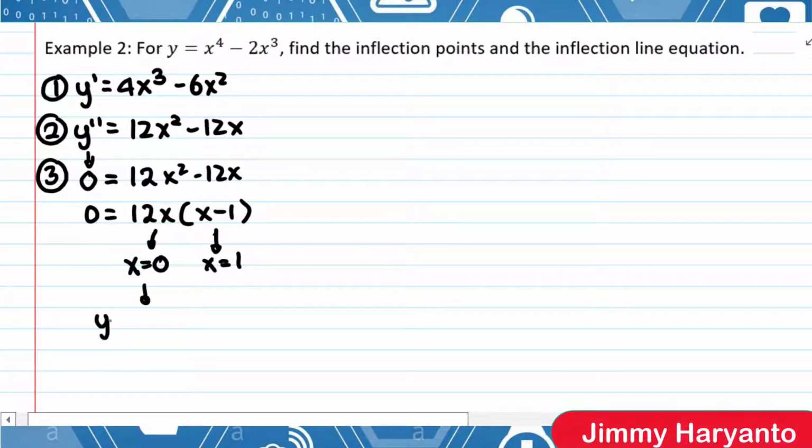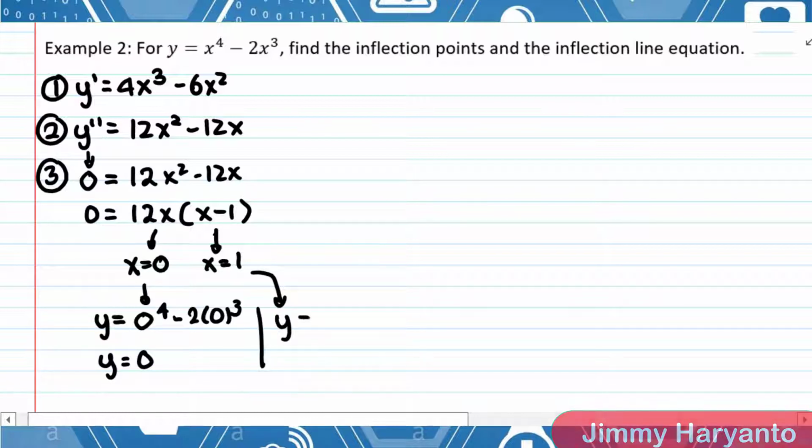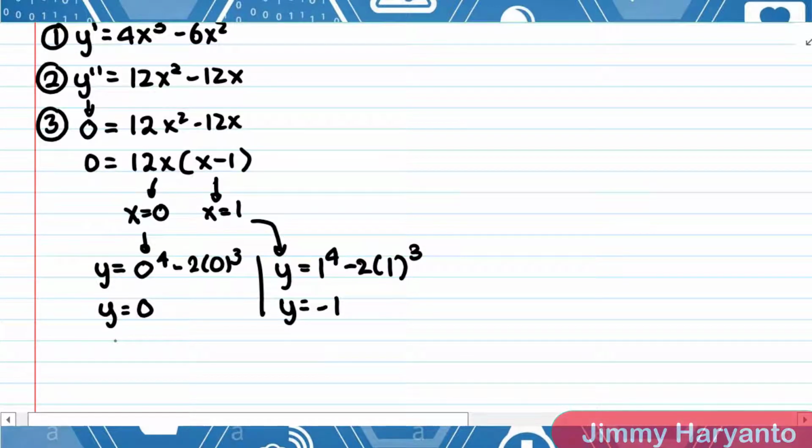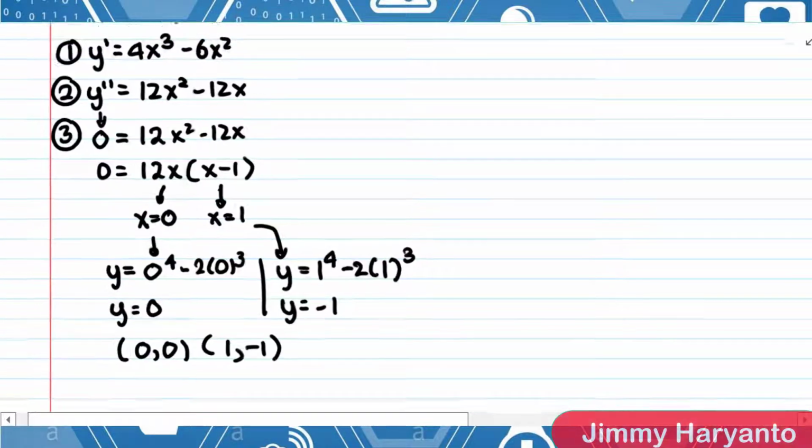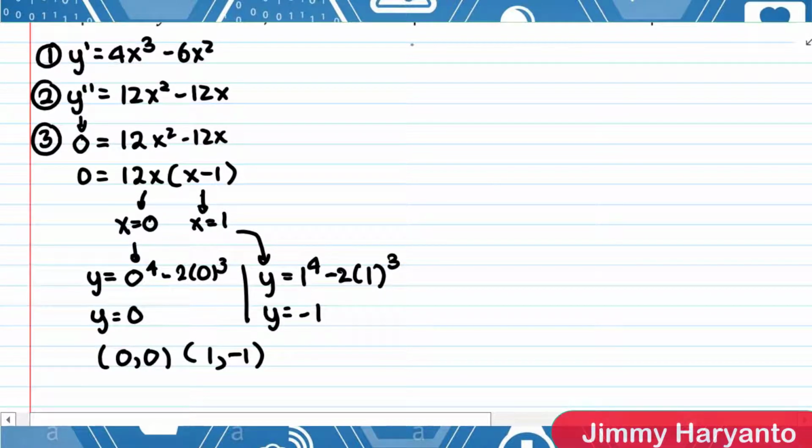To find the point, you have to put x equals 0 into the y, yeah. So the value will be 0 to the power of 4 minus 2 times 0 to the power of 3. So y will be equal to 0. And for this one, x equals 1, the value of y will be 1 to the power of 4 minus 2 times 1 to the power of 3. So y will be negative 1. Okay. At this moment, we already have 2 points, 0,0, and also 1,-1. Next, we have to determine whether both of them are inflection points or not.